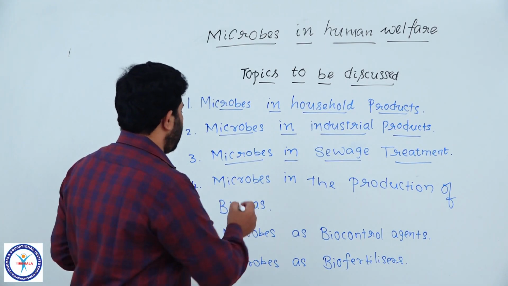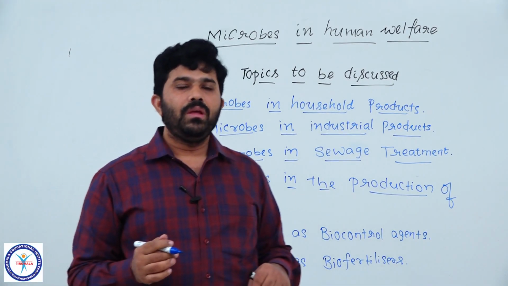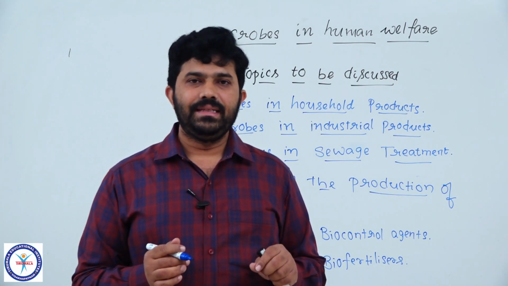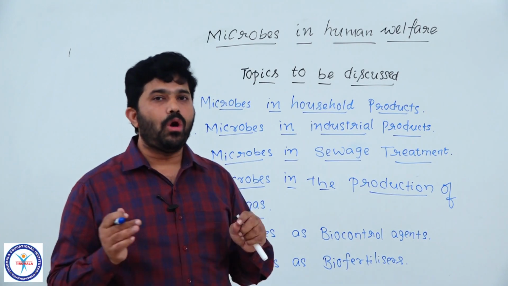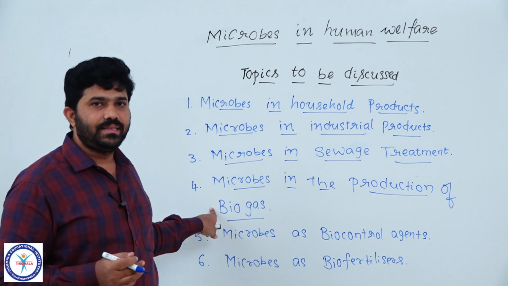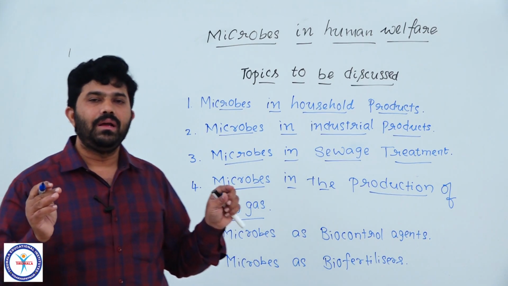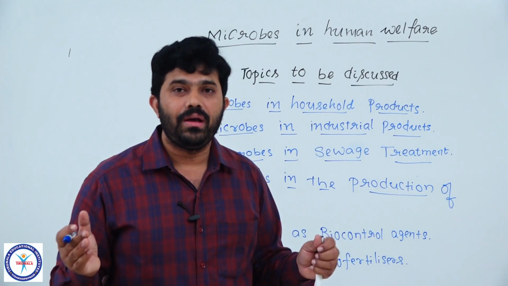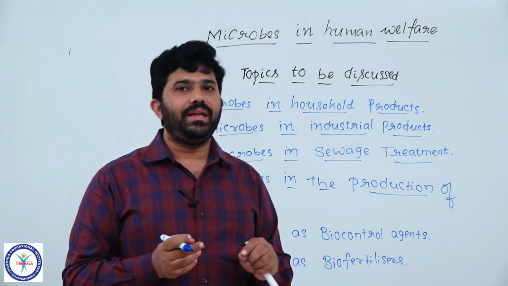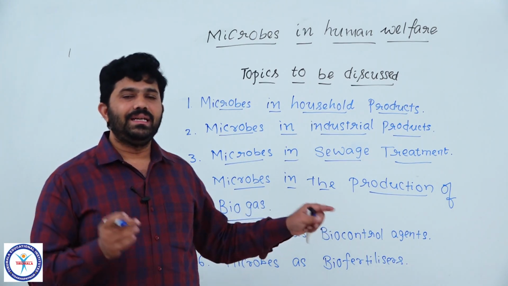Understood? The next one is microbes in the production of biogas. You know what is biogas? Biogas is also called gobar gas. Gobar means dung. Here the chief raw material for the production of biogas is dung, cow dung, buffalo dung, various excretory materials, and also some dry grass, straw, whatever biological waste material, which we simply add into a plant, that is a biogas tank.